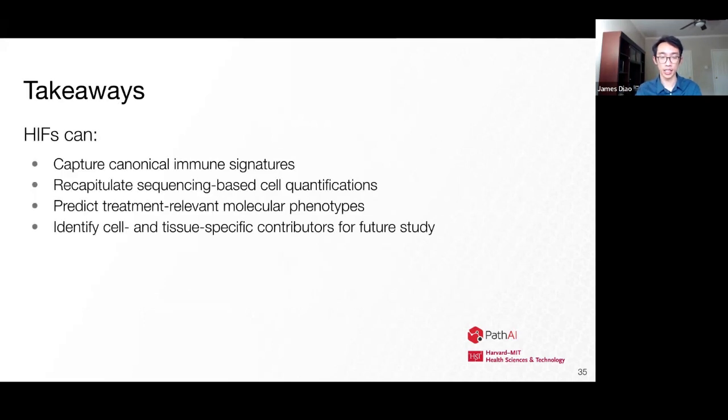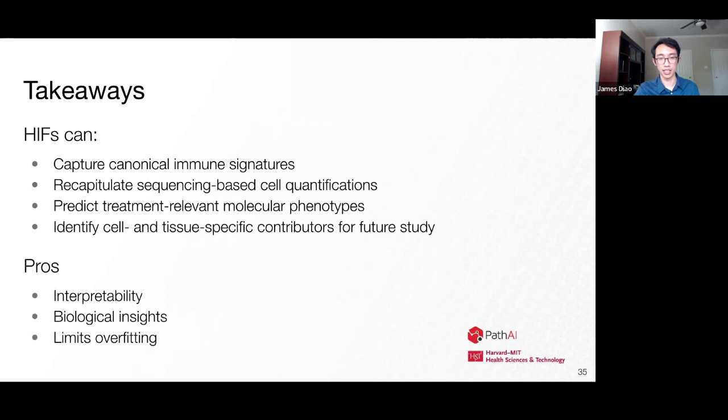Yeah, so some quick takeaways. We think our data suggests that these HIFs that we've computed can capture canonical immune signatures, can recapitulate sequencing-based cell quantifications, can predict treatment-relevant molecular phenotypes, and you can trace back cell and tissue-specific contributors for future study and investigation. And so, as before, pros are interpretability, biological insights, limits of refitting. Cons are costly annotations, slow inference process, and the potential for underfitting.